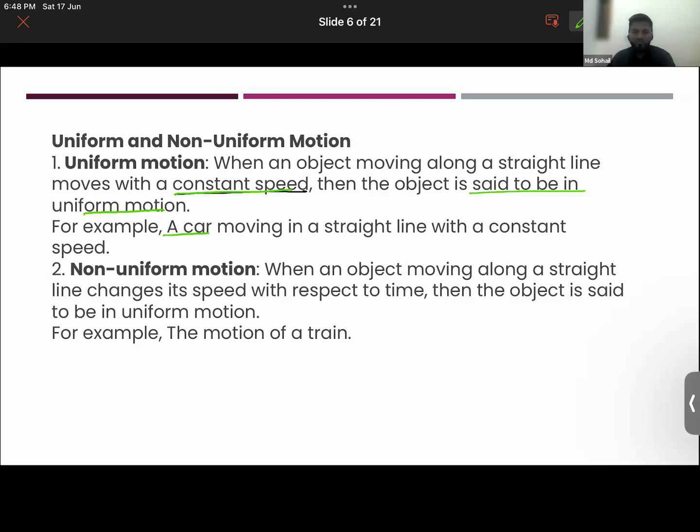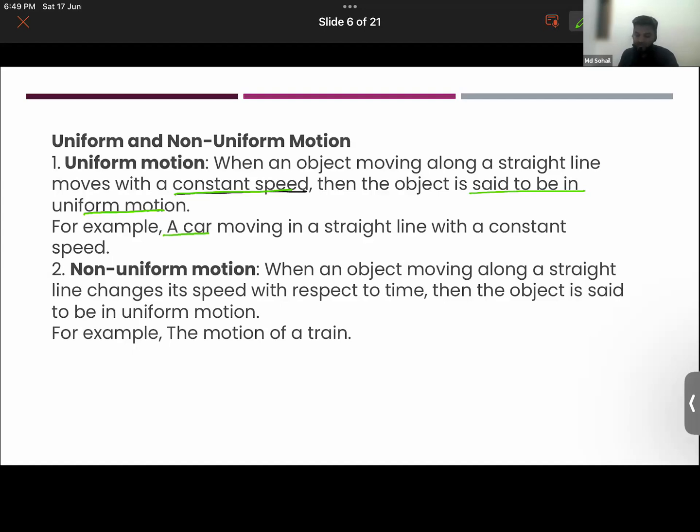So when a car changes its speed and direction as well. If the body changes its speed with respect to time, and if it also changes its direction, then that type of motion will be called non-uniform motion.